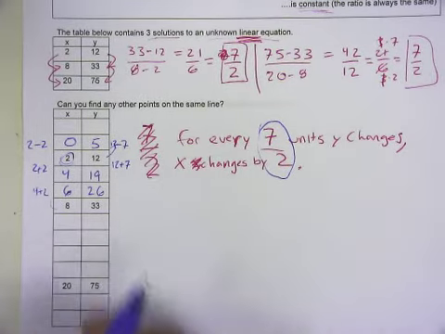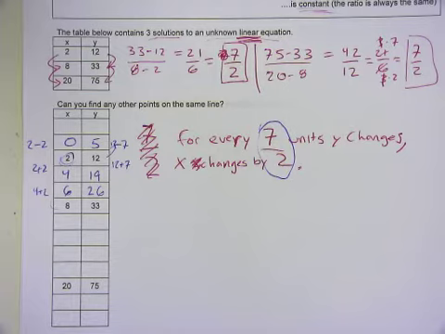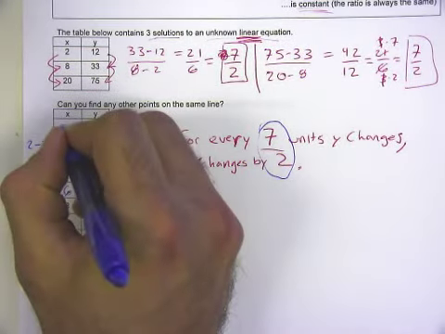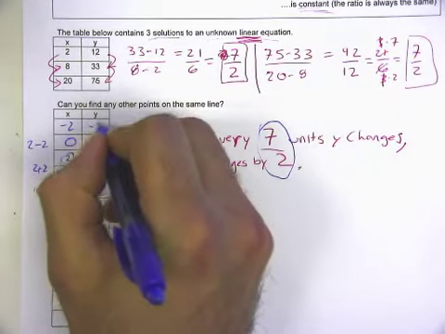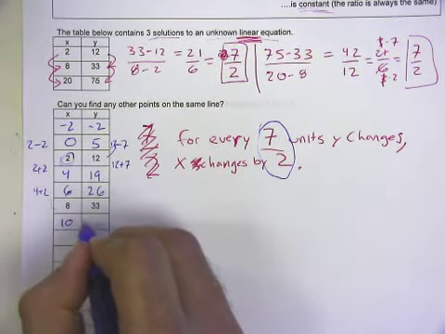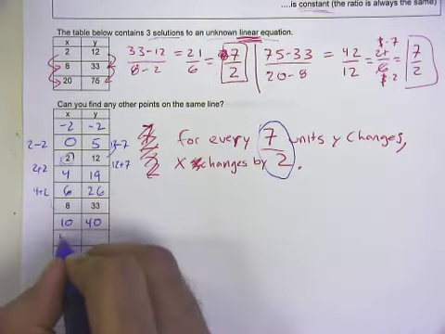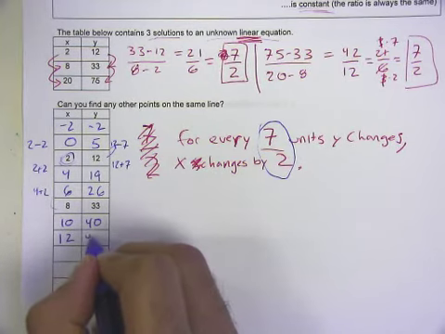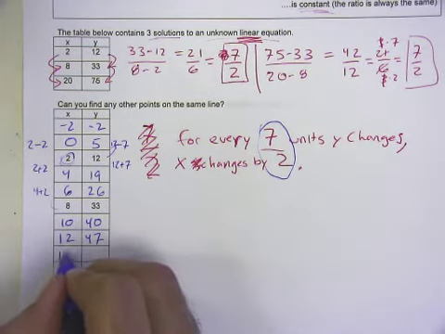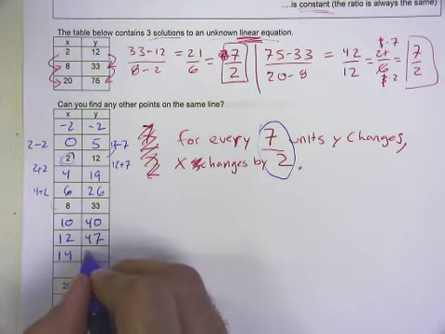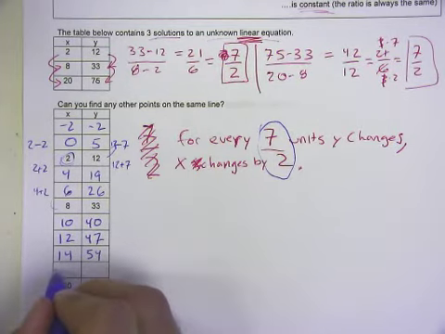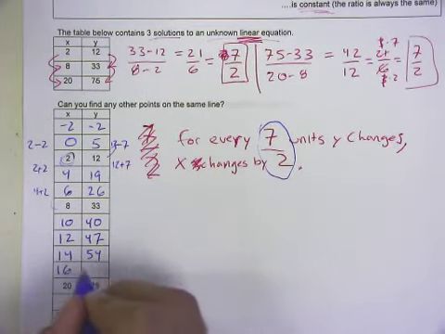Pause the video now and see if you can fill in all of the rest of the values on this table. All right, welcome back from the pause. Here's what you should have. You should have -2 and -2. You should have 10 and 40, 12 and 47. You should have 14 and 54.